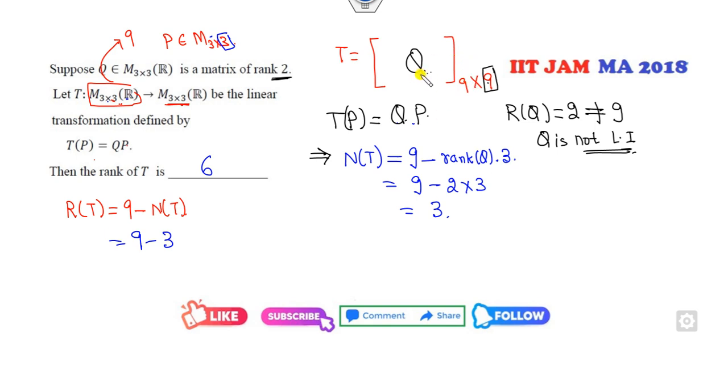Because TP, this P is a part of this, it is just like a basis. So you can take any element of P, and it will be in Q. So Q is not linearly independent. So you can write like here.